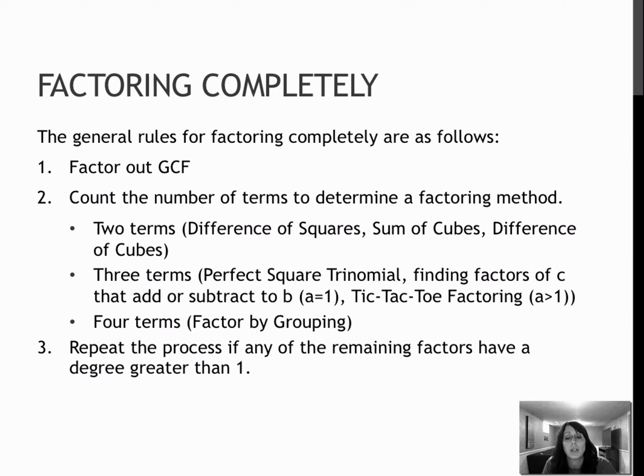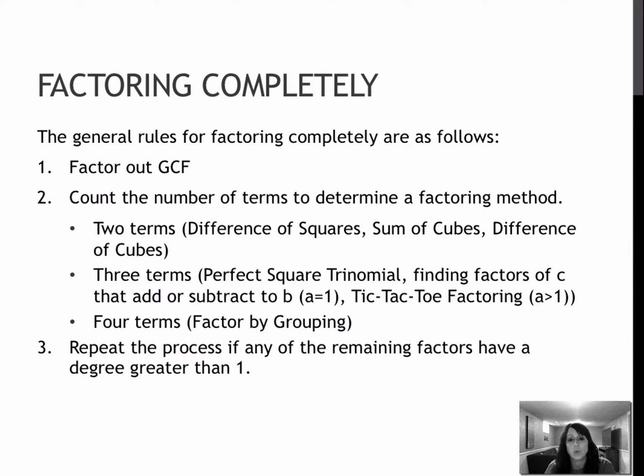So the general rule is to first factor out a GCF, which means if every single term that you have, no matter how many you have, has a factor that you could take out, you should take it out and pull it to the front of your polynomial. The next thing I'm going to do is count how many terms that I have to help me determine which method I would use to factor.